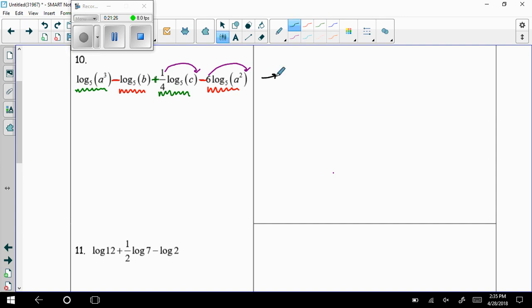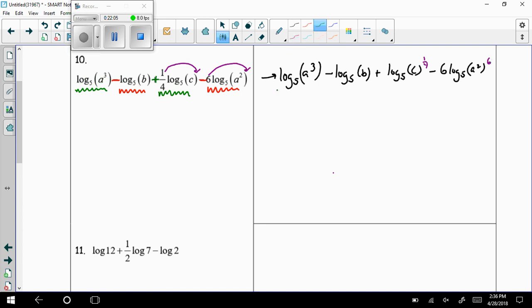So my first step is going to be rewriting this as, okay, log base 5 of a cubed minus log base 5 of b plus log base 5 of c to the 1/4, and minus 6 log base 5 of a squared, all raised to the 6th. Okay. The reason I do that is I want to try to reduce the clutter as much as possible.